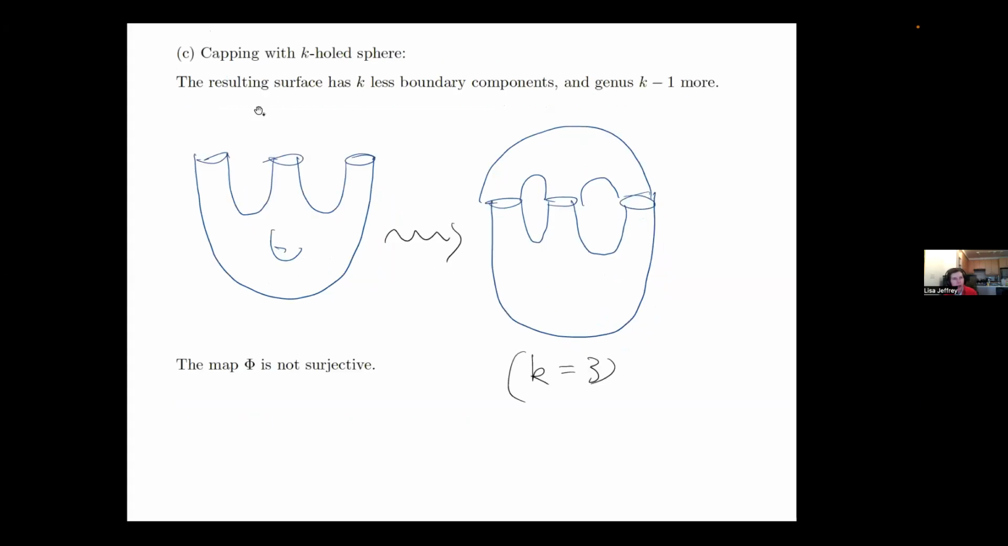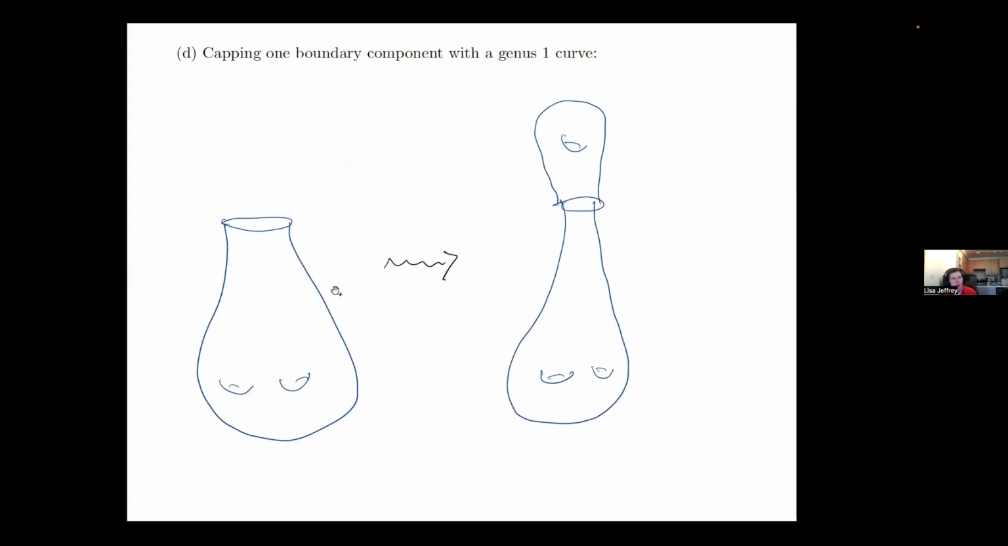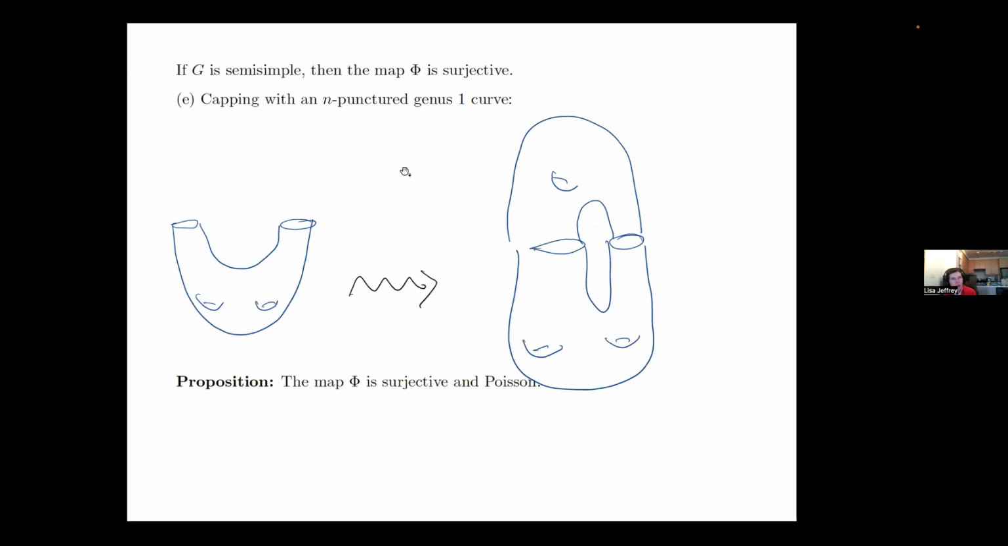You could also cap off a surface with k boundary components with a k-holed sphere. So the resulting surface has k fewer boundary components, and the genus increases by k minus 1. In this case, the map of character varieties is not surjective. You could cap off one boundary component with a one-holed torus, like so. If the group is semisimple, then the map is surjective in this case.